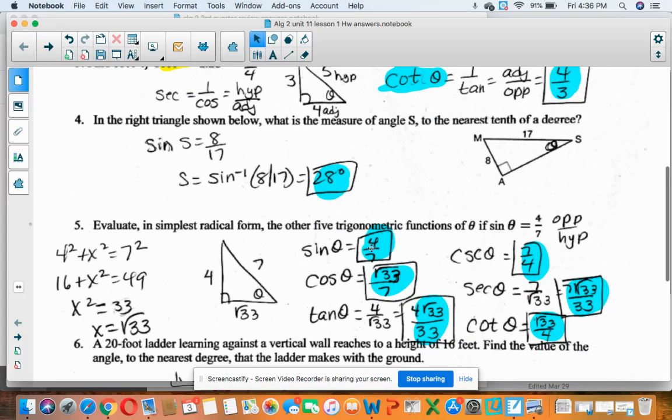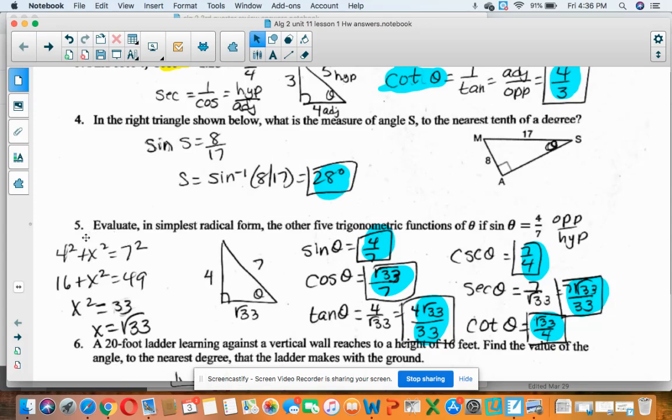Number 5, I need to draw my own picture. So I want to find the other 5 trigonometric functions of theta if sine of theta is 4 over 7. So sine is opposite over hypotenuse. So I drew myself a right triangle right here. I have theta, opposite side is 4, the hypotenuse is 7.